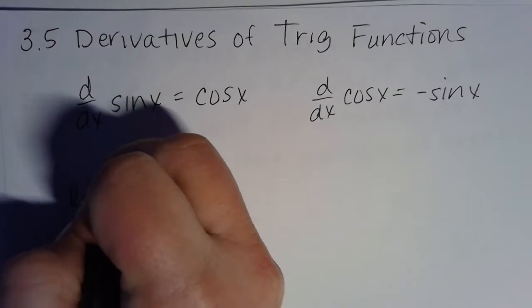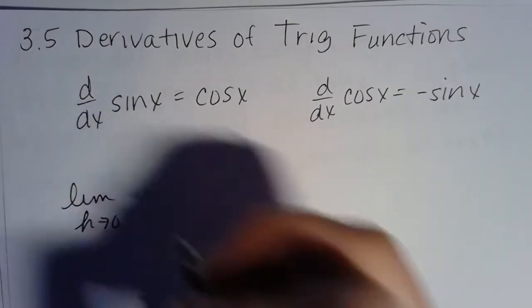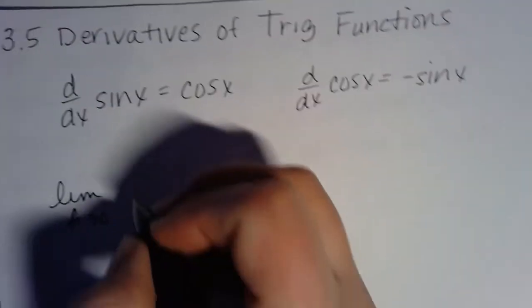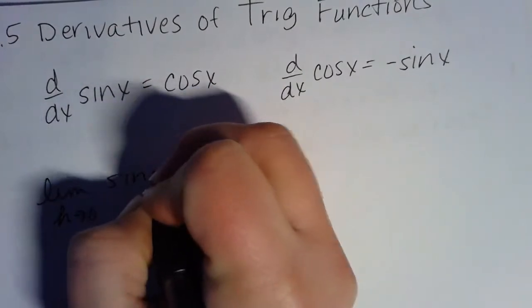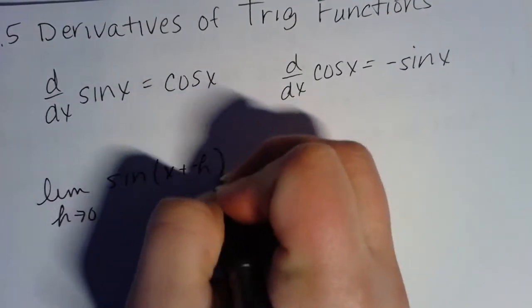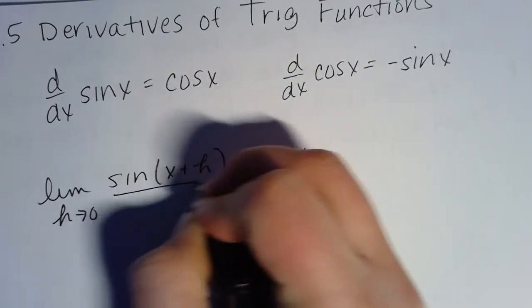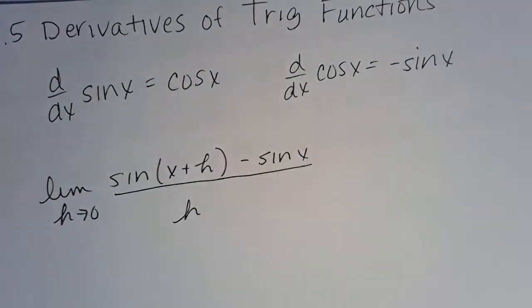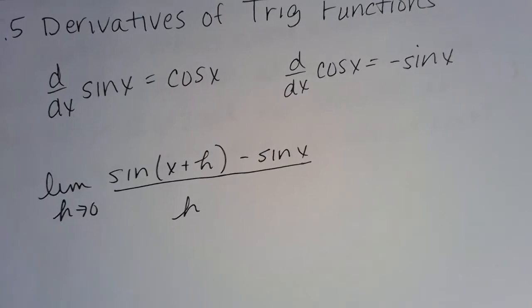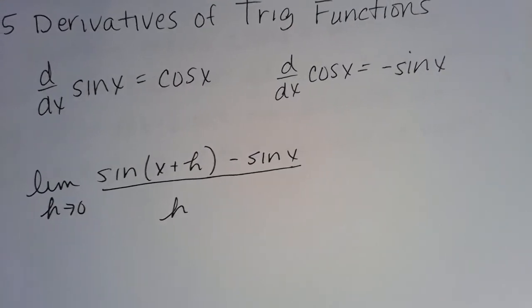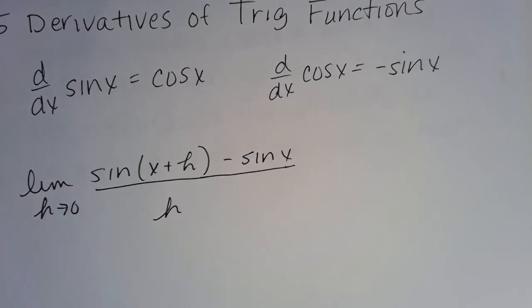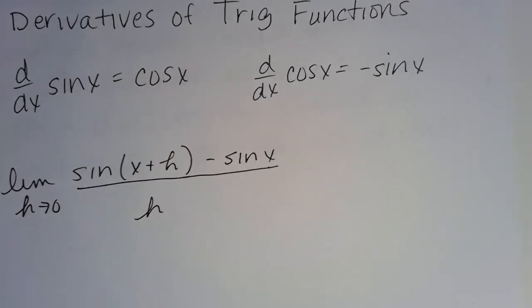So that's the limit as h approaches 0 of f of x plus h. So in this case, it would be the sine of x plus h minus f of x, which is sine x, all over h. Okay, so we're going to need a trig identity in here. Now, this is not something that you have to memorize. You can look these up when you need them, because I know that I had to look it up, okay?